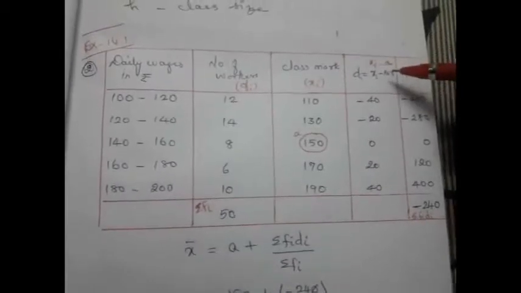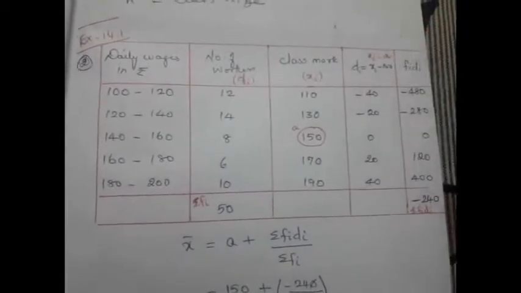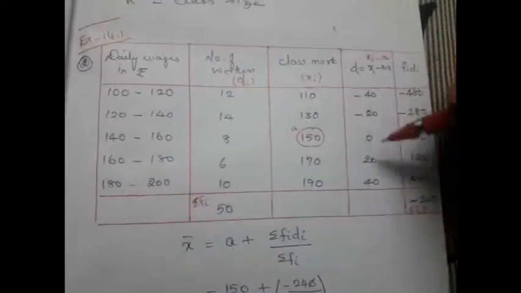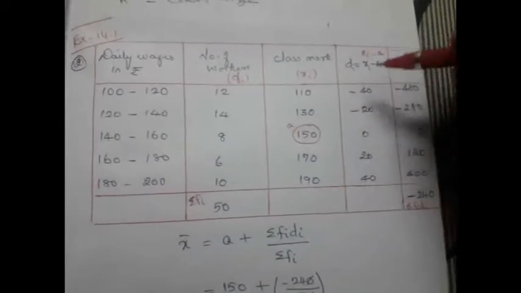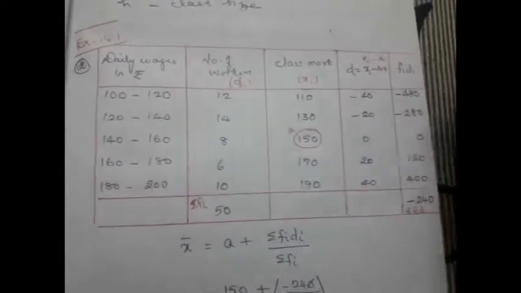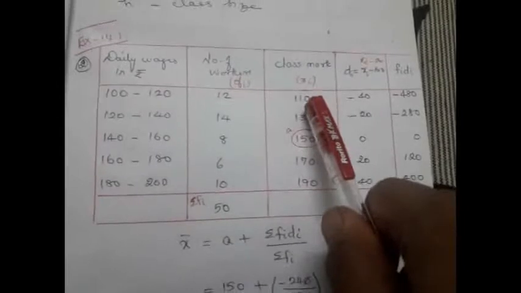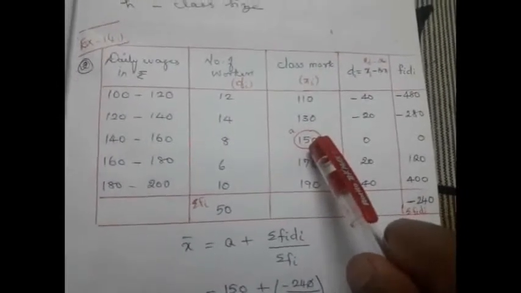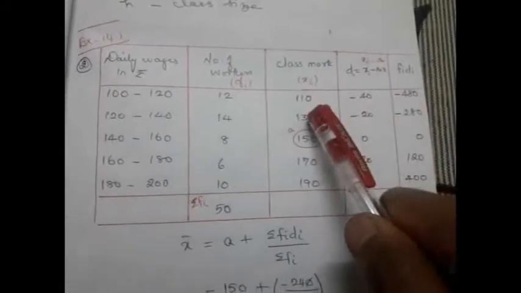Whether A is greater than x or less than x, it is going to be x minus A only. Why am I stressing this? Because you may get negative values. Don't bother. Your formula is x minus A, not A minus x, x minus A. So what is your x value? 110 minus 150. 150 is the greater number. So you have to subtract and put the greater number's sign. So it will be minus 40. 130 minus 150 is going to be minus 20.